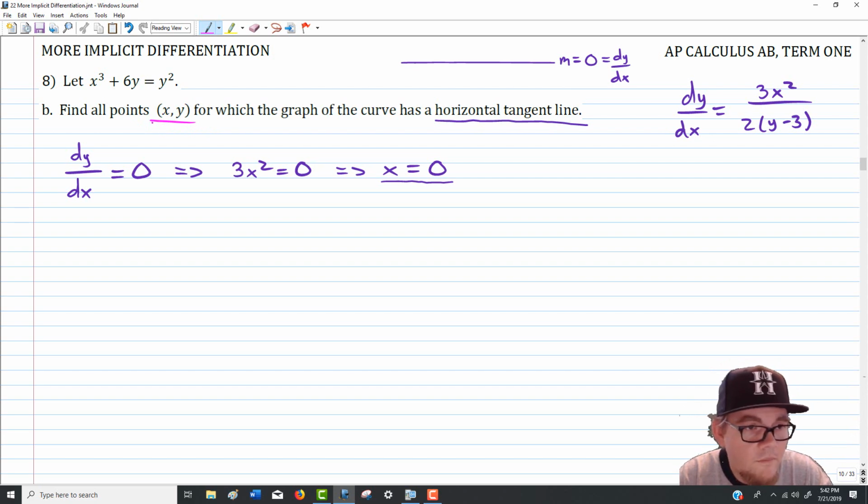But in this problem, what all of us have to deal with is we have the point (x, y), and we're supposed to find (x, y). And right now we only have x. So that means we need to go back to our original equation.